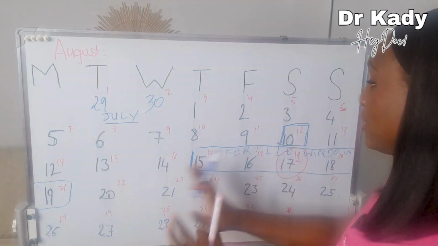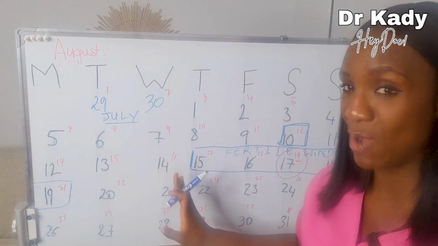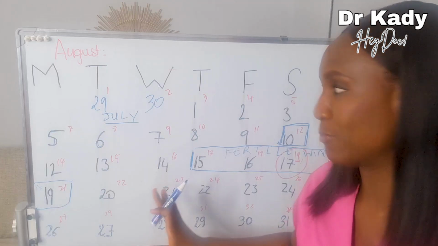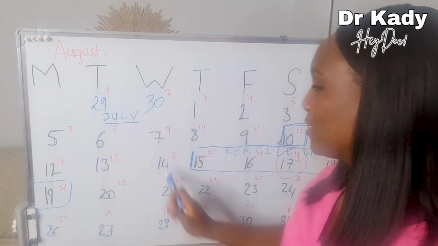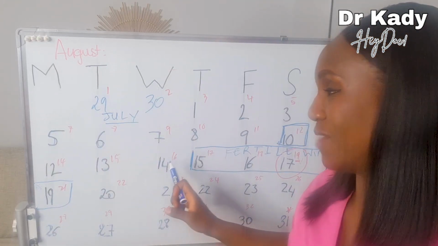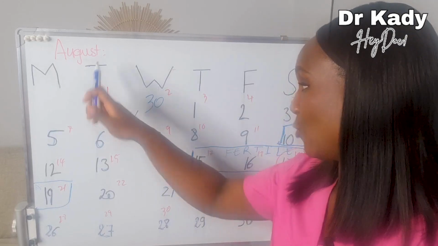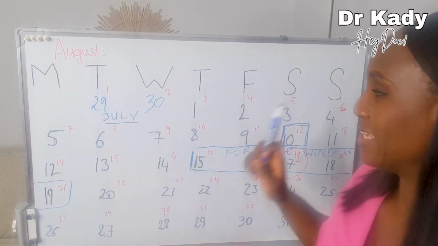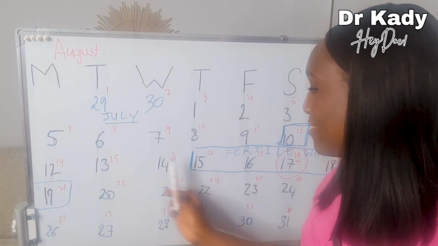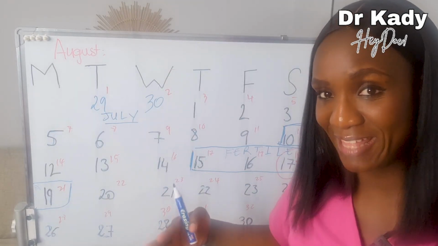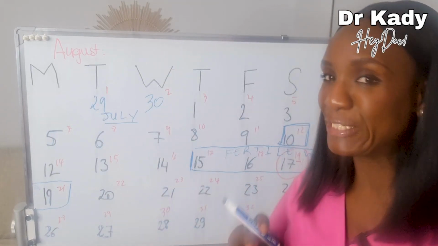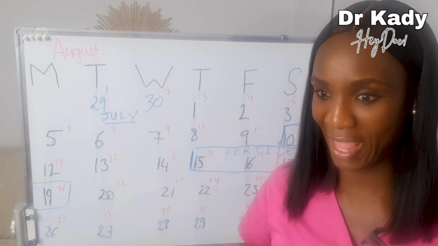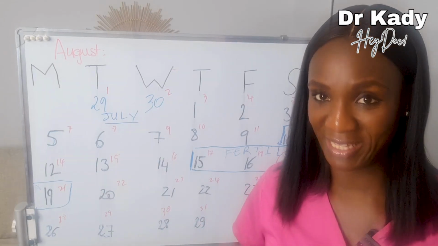So if you've given yourself that extra 24 hours, if you don't want to get pregnant, the sperm cells should die off by the 14th of August, which is the 16th day of your cycle. And then by the 15th, which is the first day that you are likely to ovulate, they should all be dead. Okay? All the sperm cells should be dead by then.